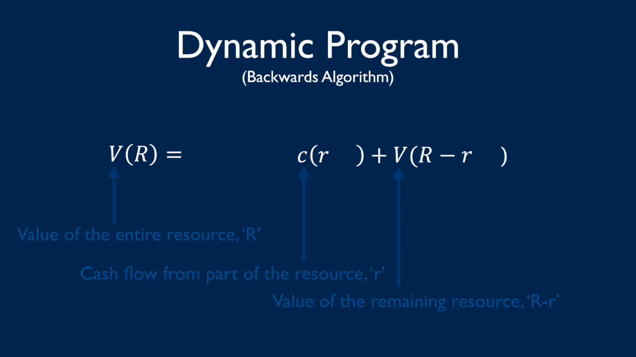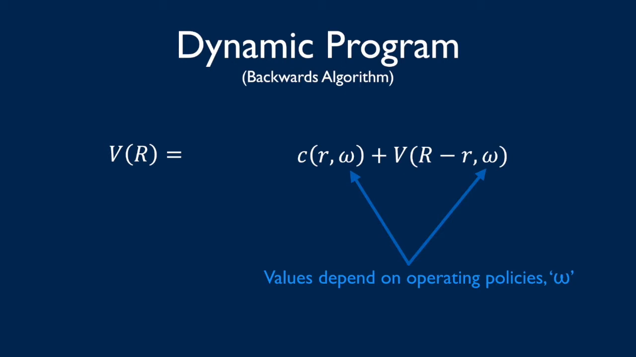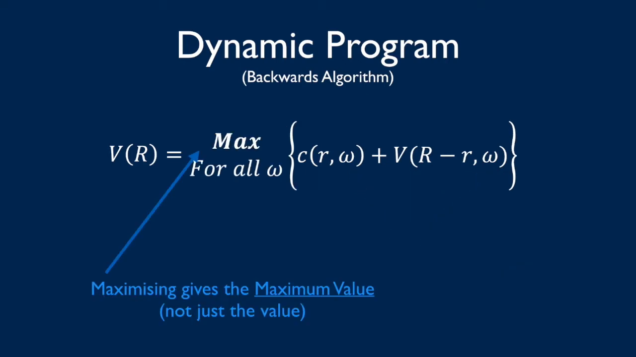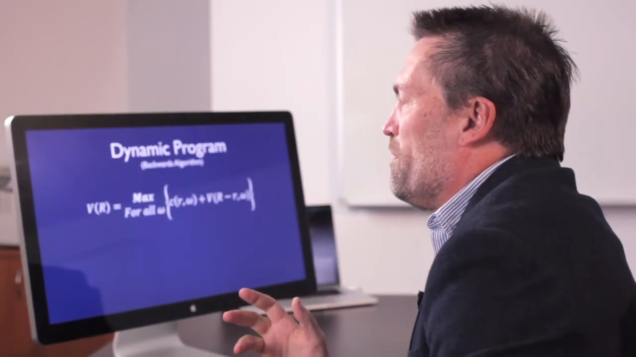Now, the value isn't just dependent on the resource, it's also dependent on the operating strategies to be employed, both in the cash flow and in the remaining value. So what we want to do is maximize for all of these different operating strategies, which will then give us not just the value of the entire resource, it will give us the maximum value of the entire resource.